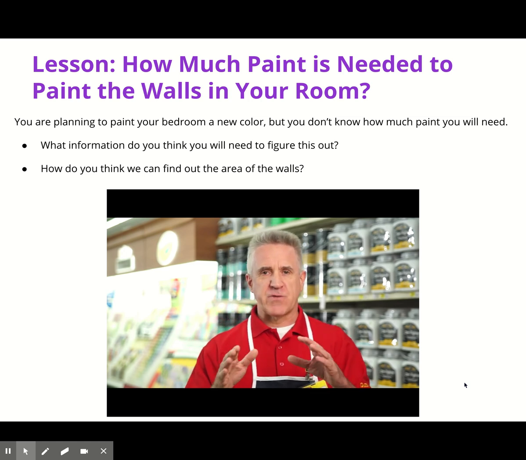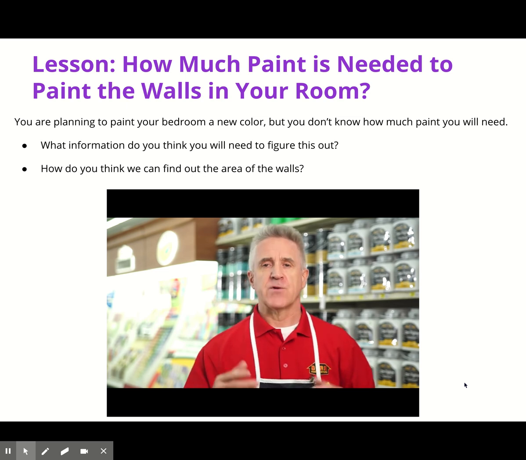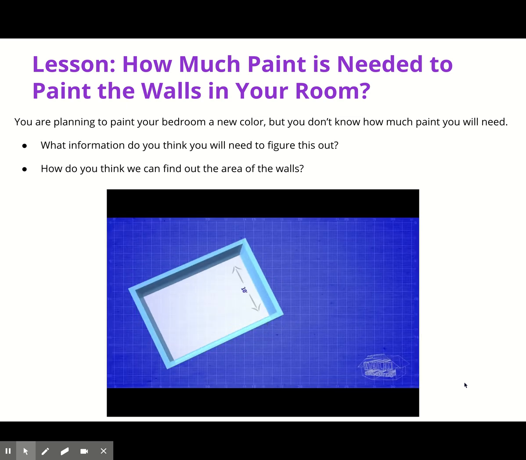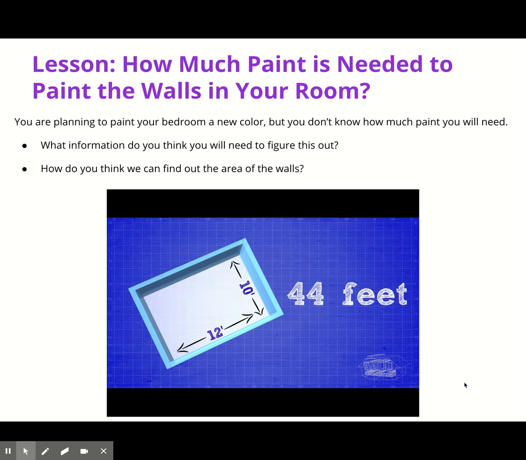Today, we're going to show you that figuring out how much paint you need is actually quite simple. For example, if your room were 10 feet by 12 feet, you would double the length, double the width, and add them up to get the perimeter of the entire room. In this case, it's 44 feet.